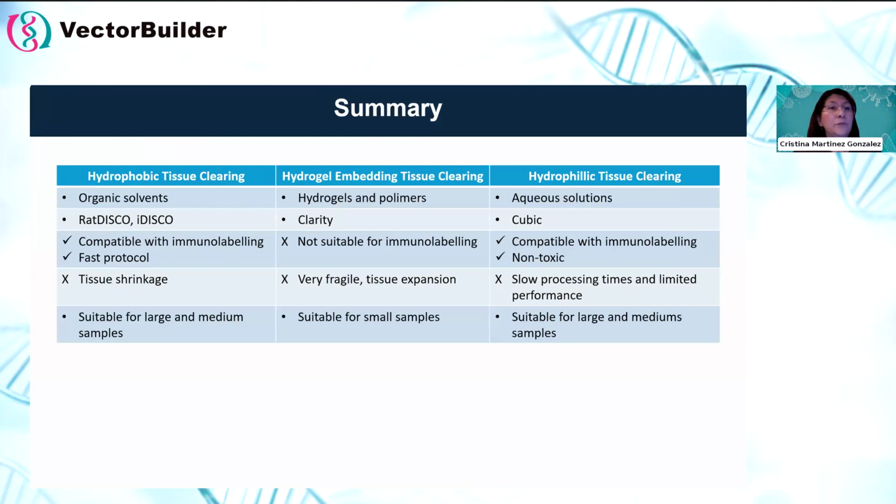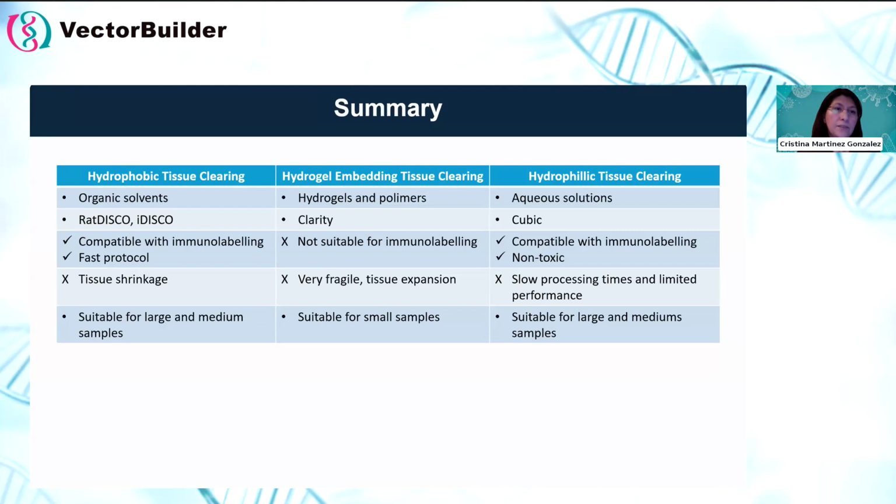I am putting this summary out there, even in a different blue color, just to mention the hydrophobic or organic solvents, basically RatDISCO, any of the DISCO methods. If your sample needs antibody labeling, go for it. It's great. The protocol is fast. Tissue might shrink. That could be an advantage or disadvantage, depending on the original size of your sample. But your samples will last forever.